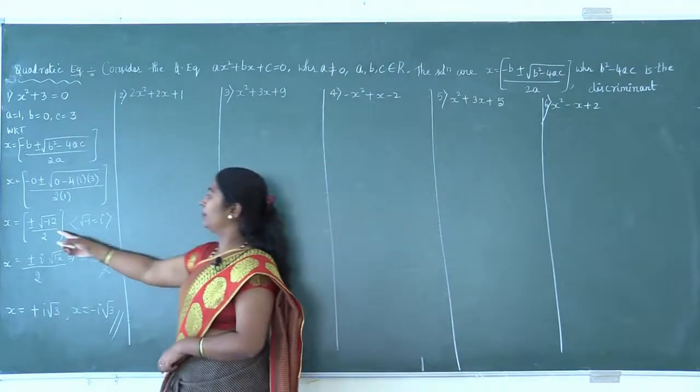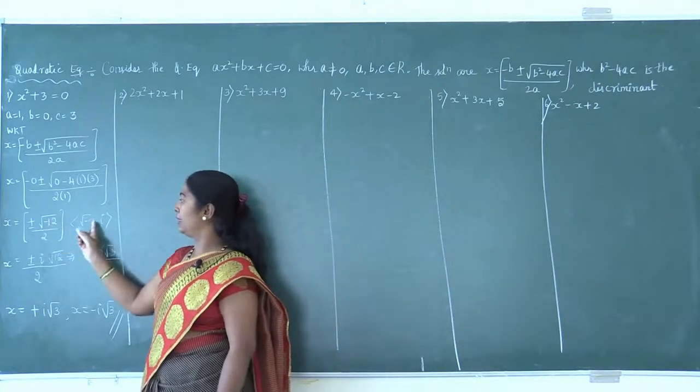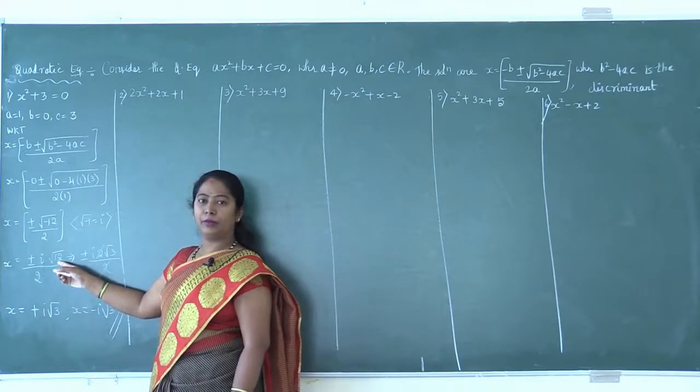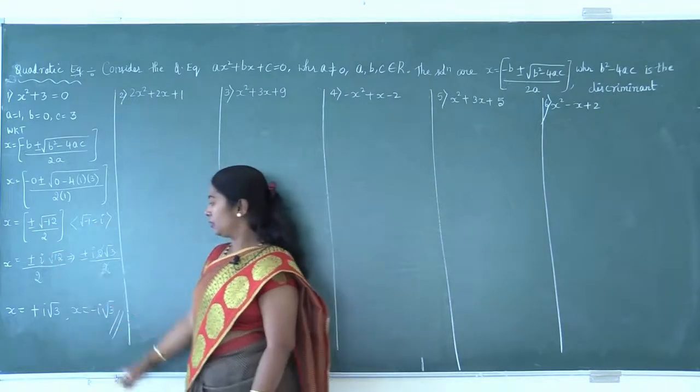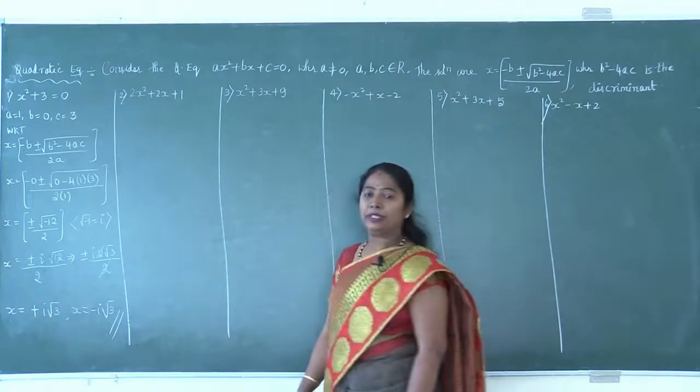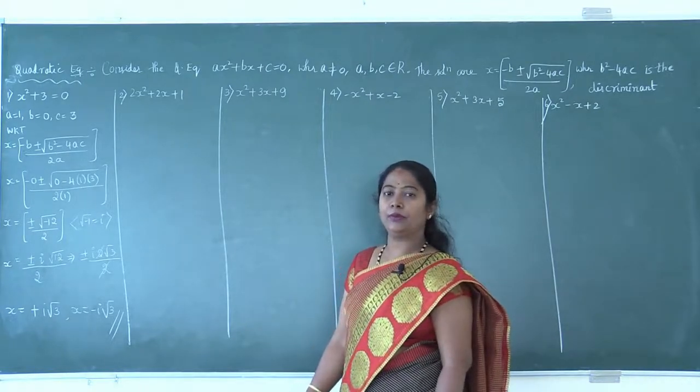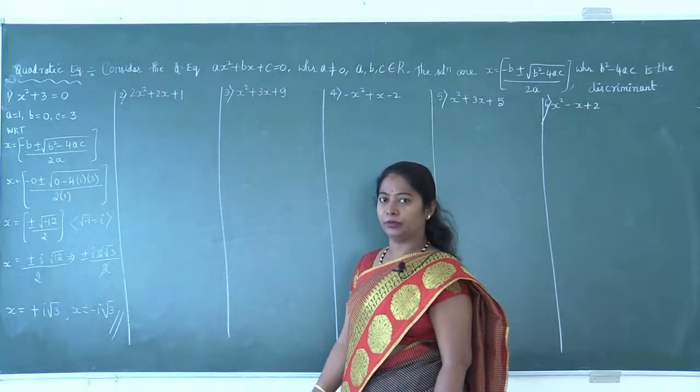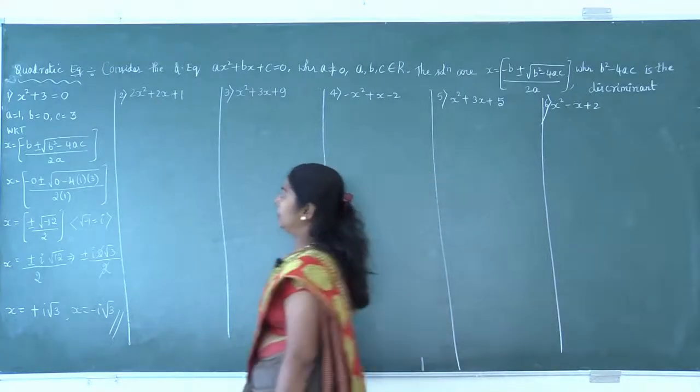Root of minus 12 can be written as root of minus 1 into root 12. The left out number will be root 12. The solutions are x is equal to plus i into root 3 and x is equal to minus i into root 3. Moving on to the next problem.